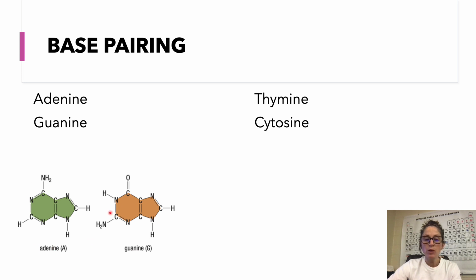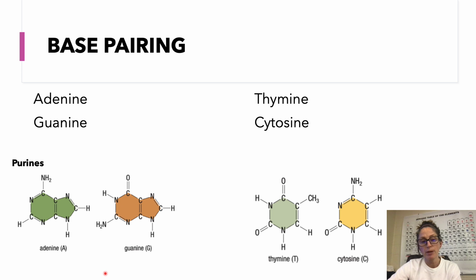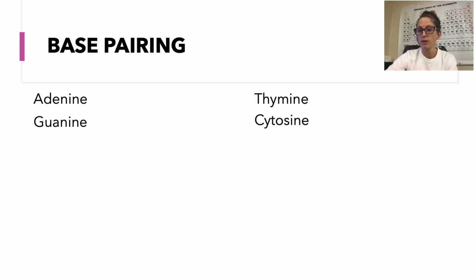We have adenine and guanine. These are both similar in the sense that they both have 2 ring structures, and they are called purines. And remember I said we have a larger structure but a shorter name compared to pyrimidines, which are thymine and cytosine, which only have a single ring structure. Again, longer name, shorter structure. Adenine always pairs with thymine and guanine always pairs with cytosine.